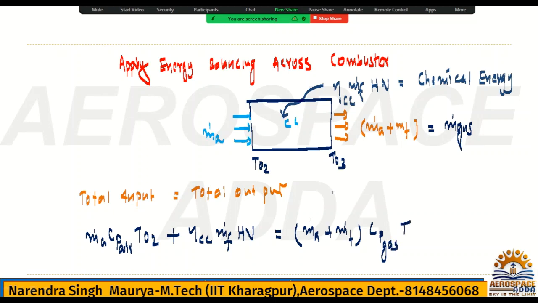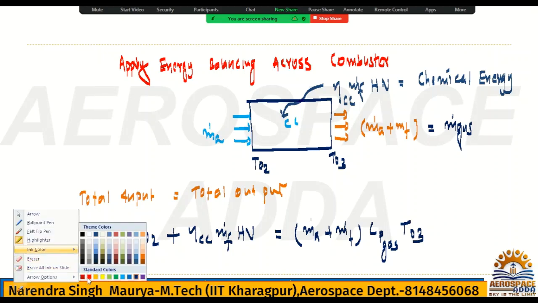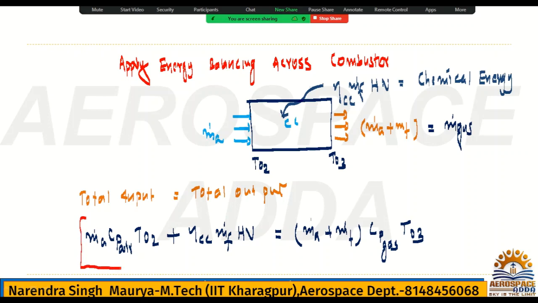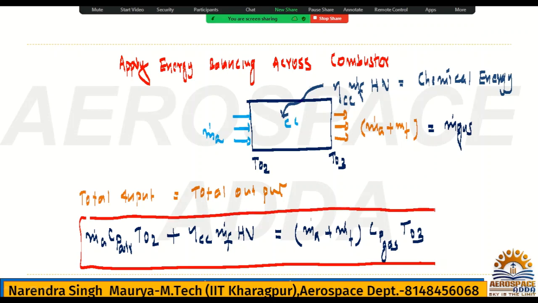And what is the thermal energy? The total thermal energy produced from the combustion chamber, or you can say supplied, or you can say that this thermal energy plus this chemical energy will develop the next level of thermal energy, which is nothing but m dot a plus m dot f, cp gas, t naught 3. This is a very important equation, and many times in examinations questions have been asked based on it. This is the one final equation. You should know how to write this equation, and I explained it in a very simple way.